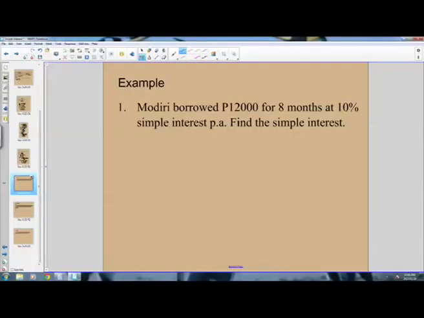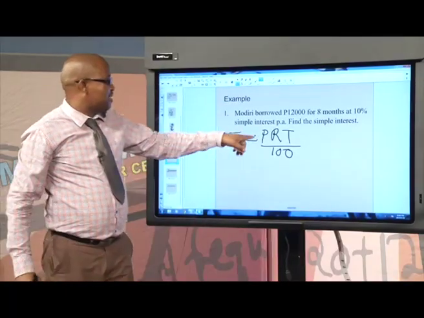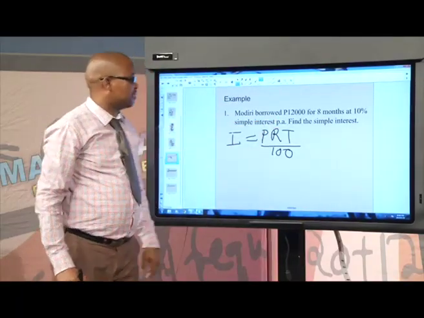It says Mudiri borrowed 12,000 pula for 8 months at 10% simple interest per annum. Find the simple interest. We should always start by writing the formula for the simple interest. The formula is I equals PRT divided by 100. This is the formula that you should always use, where P is the principal amount, R is the rate of interest, then T is the time. Now, according to this question, P is 12,000.